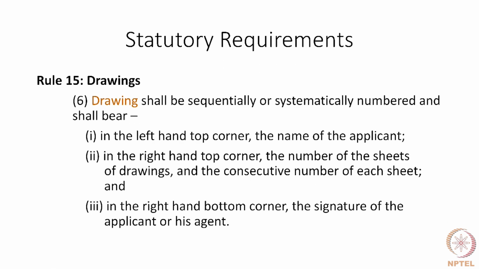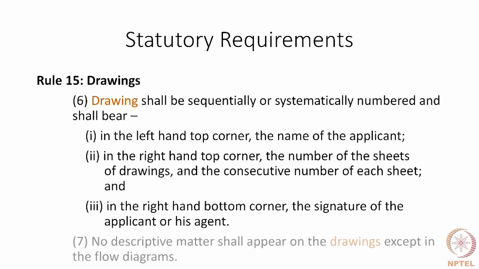Drawings shall be sequentially or systematically numbered and shall bear... Now you have seen in some cases the drawings are sequentially numbered. So you will have figure 1, followed by figure 2, figure 3 and so on. And they shall bear, in the left hand top corner, the name of the applicant, because it's filed in a separate sheet, it has to have these details. In the right hand top corner, the number of sheets of the drawing and the consecutive number of each sheet, and on the right hand bottom corner, the signature of the applicant or the agent.